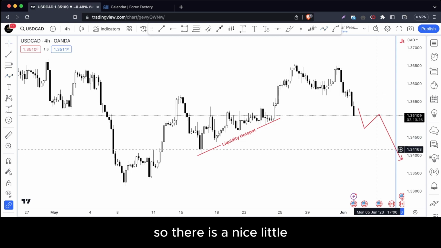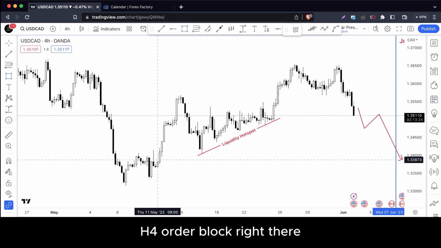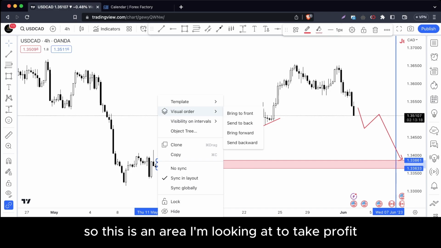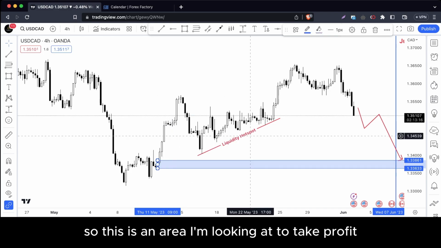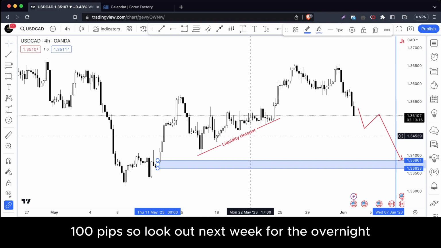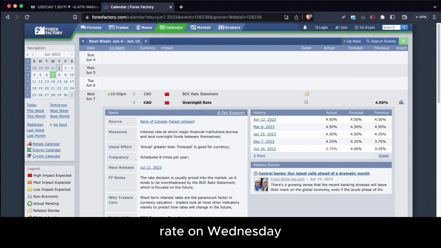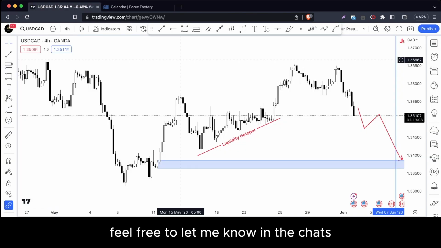So there is a nice little H4 order block right there, a demand area. This is an area I'm looking at to take profit, 100 pips. So look out next week for the overnight rate on Wednesday. So yeah, if there are any more questions, feel free to let me know in the chat.